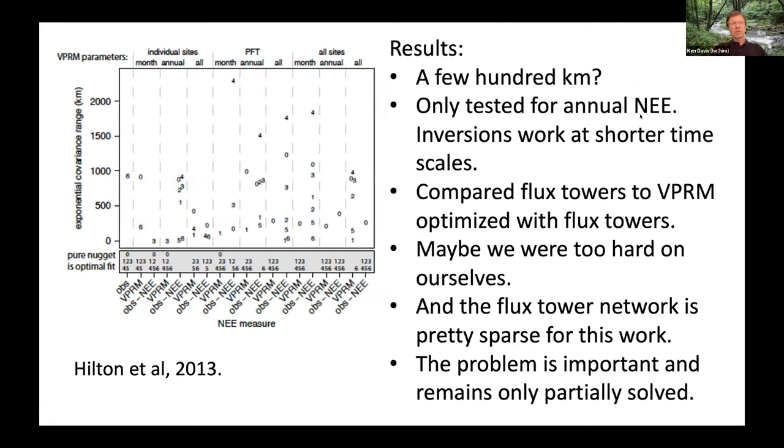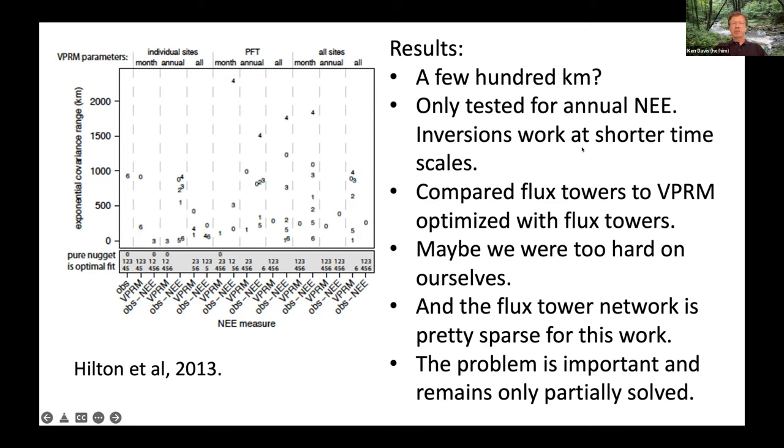So the results were interesting, but not as satisfying as we would have hoped. Maybe the answer is a few hundred kilometers. This is the covariance range, the point at which the variogram flattens out, as a function of many different approaches to optimizing VPRM. Perhaps the answer is a few hundred kilometers. We should try this again.